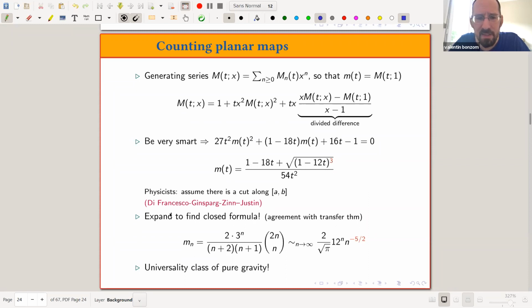If you want details on this, there's a physics review by Di Francesco, Ginsparg, and Zinn-Justin, which is a super famous review on matrix models. Okay, so then when you have this explicit expansion, you can apply the transfer theorem or just expand, and you find that because it has a 3/2 singularity and not a square root, the critical exponent is different. So here is the critical exponent in the asymptotics. This is called the universality class of pure quantum gravity in 2 dimensions.